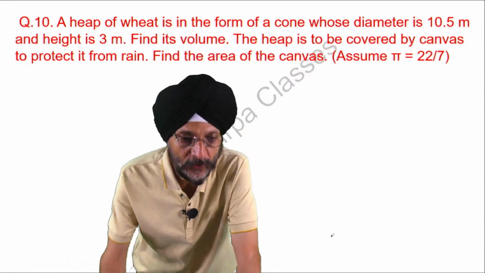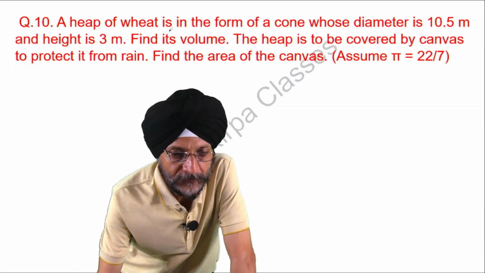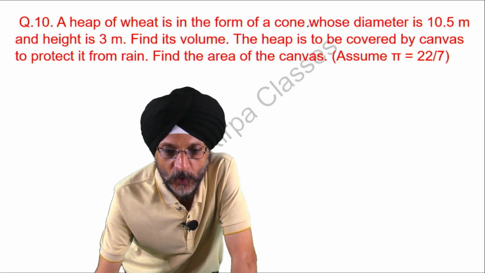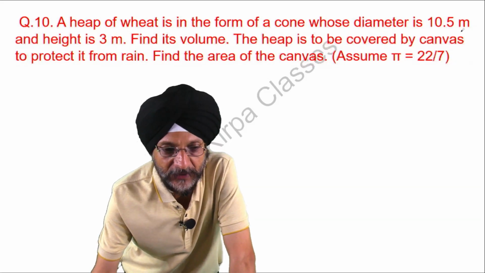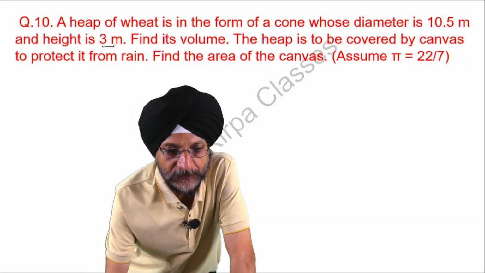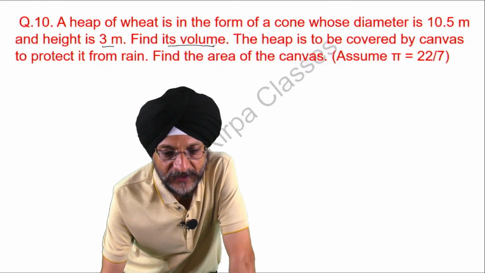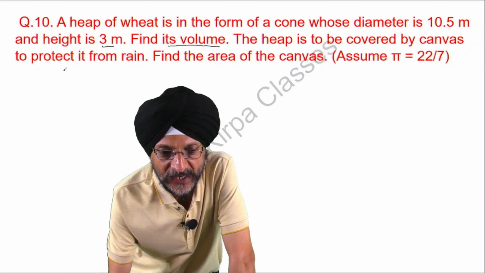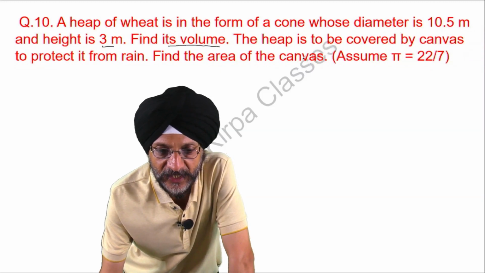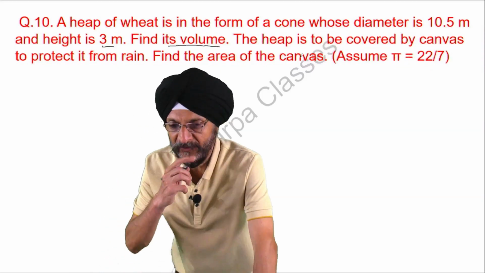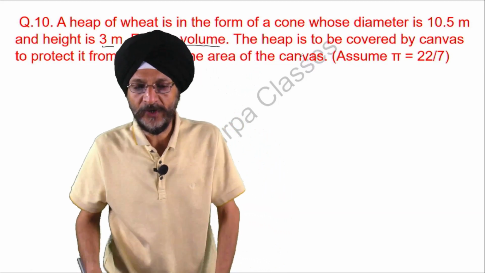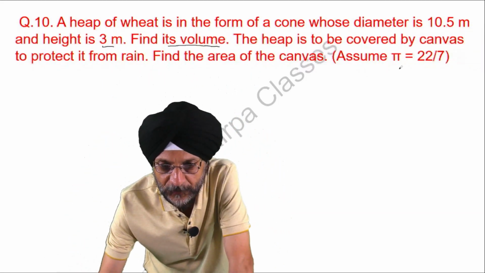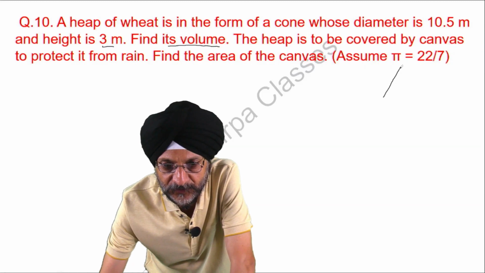Now the question before us is, a heap of wheat is in the form of a cone whose diameter is 10.5 meter and height is 3 meter. We are to find the volume. The heap is to be covered by canvas to protect it from rain. Find the area of canvas. We have been given to assume pi is equal to 22 over 7. So this is the cone.